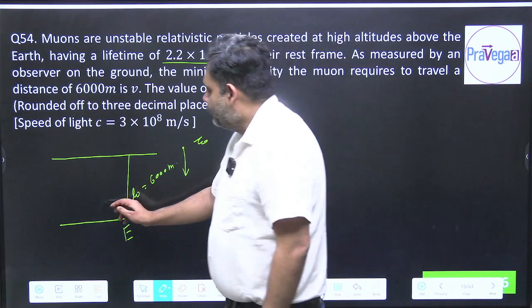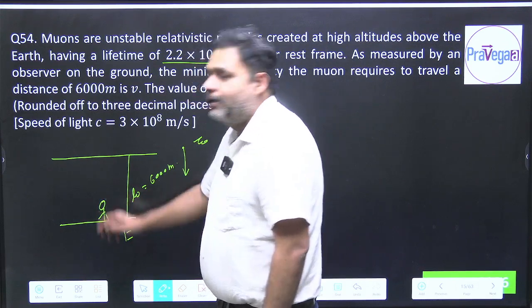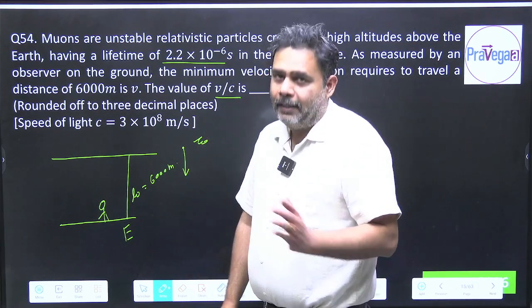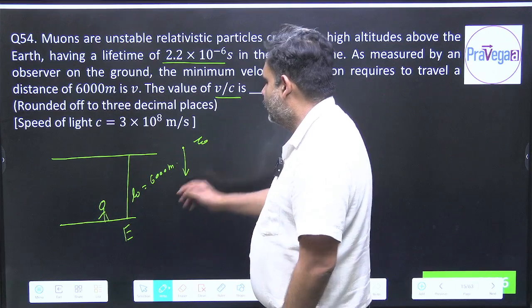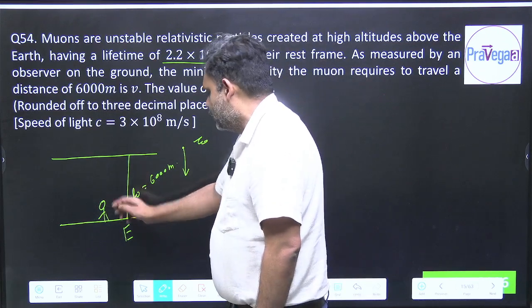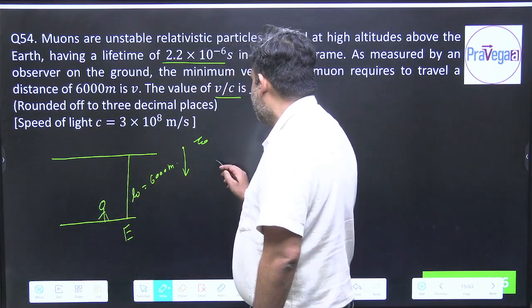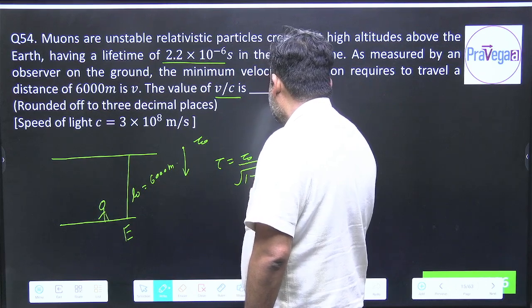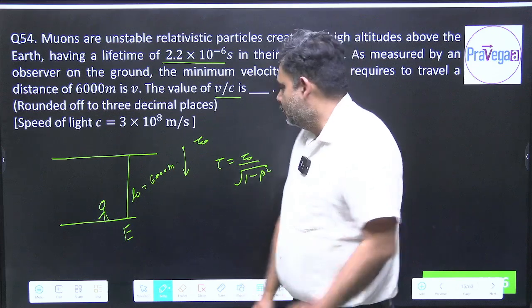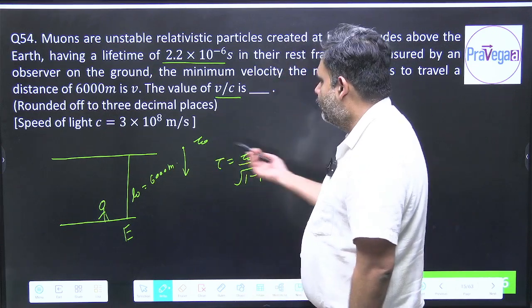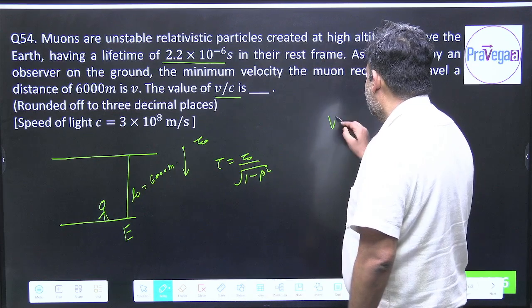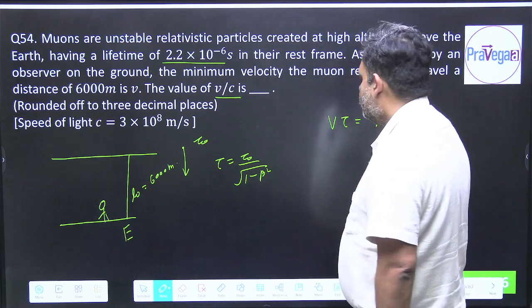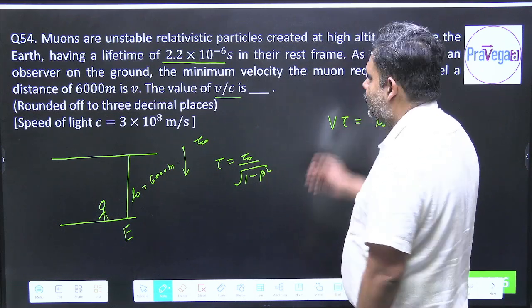The observer who is standing on earth, at rest in the earth frame, will see this lifetime as dilated. So this lifetime for the person on the earth will be tau, and this tau is tau naught divided by root under 1 minus beta square, where beta is v by c, as you know. So what will be the distance formula? The distance formula is very simple: v into tau is equal to L naught.